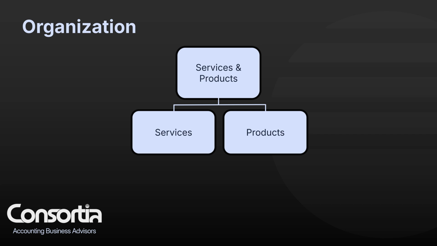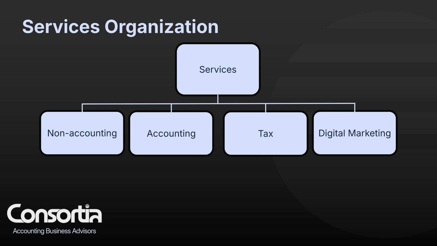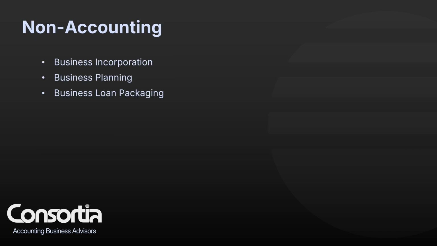As far as organization, as I mentioned, we provide accounting services and products, and so by organization, we break things down between services and products. Let's take a look at the services part. Within our services, we provide what we call non-accounting services, accounting services, tax services, and digital marketing services. Now, non-accounting would include business incorporation, business planning, and business loan packaging.